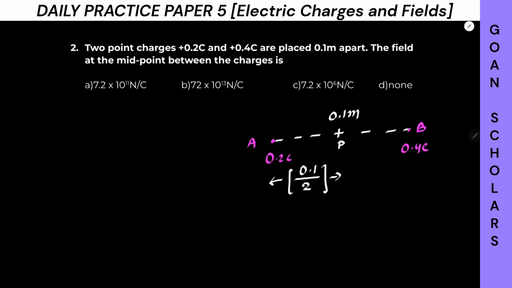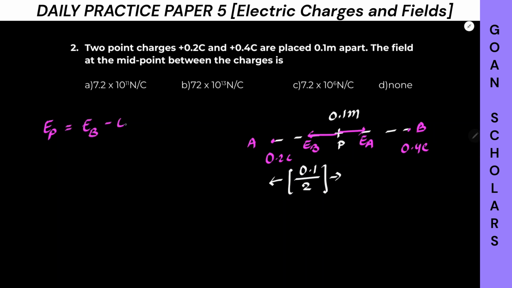Now let's find the directions first. Electric field due to the positive charge is radially outward. This is EB and this is EA. Both are aligned at what angle? 180 degree. So the resultant at EP will be EB minus EA.